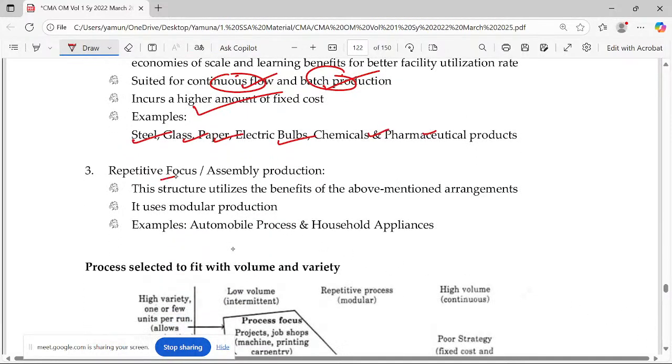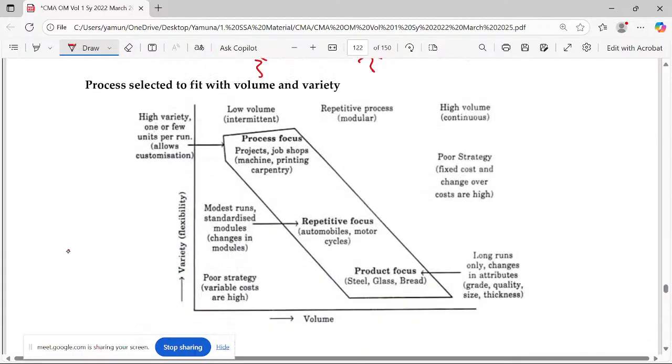Okay. Next is repetitive focus or assembly production, like automobile and household appliances may be considered. So we'll be using the smaller production. So probably you can go for a chart for this one. So this is the perspective: volume is the horizontal axis, and the vertical line is about the variety. Variety means how far it is flexible. When you go for low volume and low variety, actually it's a poor strategy. There's not going to be a big size business. It's not going to be a big size firm. Probably you might be a small tailor. You may not be a designer also.